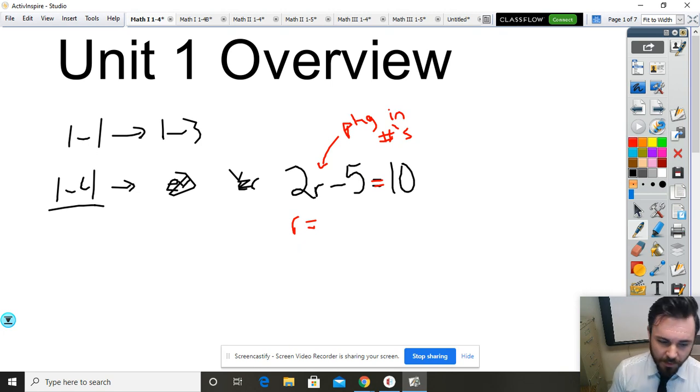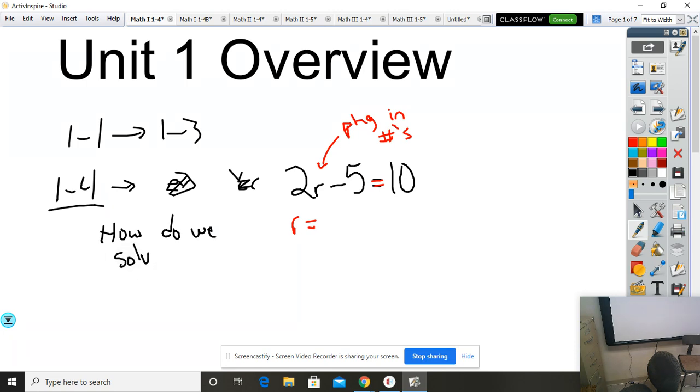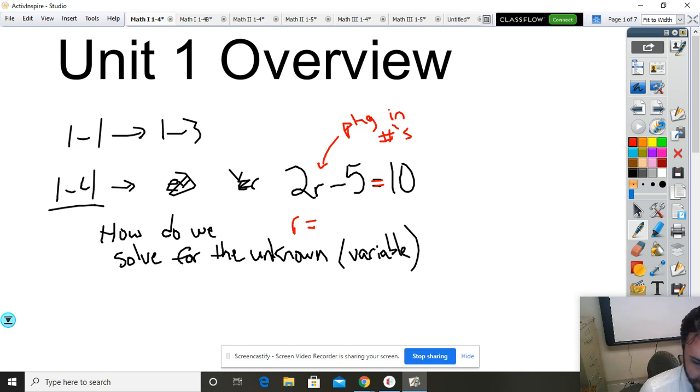So how do we solve equations? Or the question for today is, how do we solve for the unknown? The unknown is also known as a variable. And you've seen variables for a very long time, I'm sure. In fact, r in this case would be a variable, but x is often used: solve for x. You're solving for that variable.